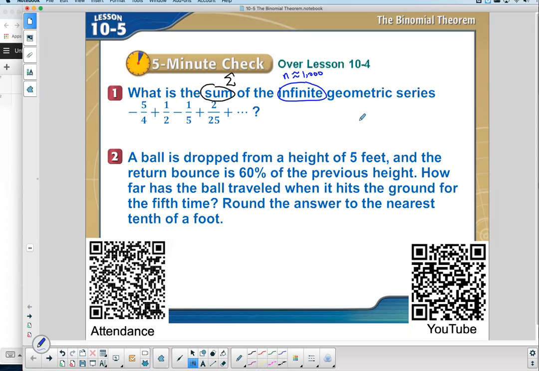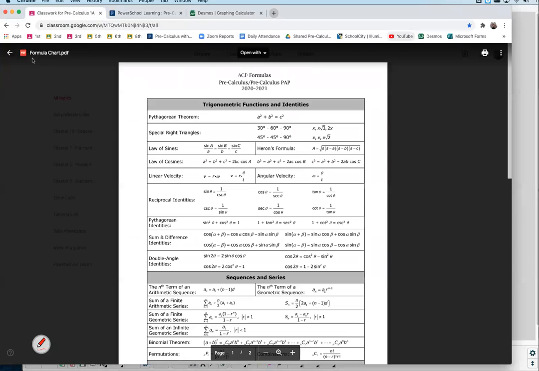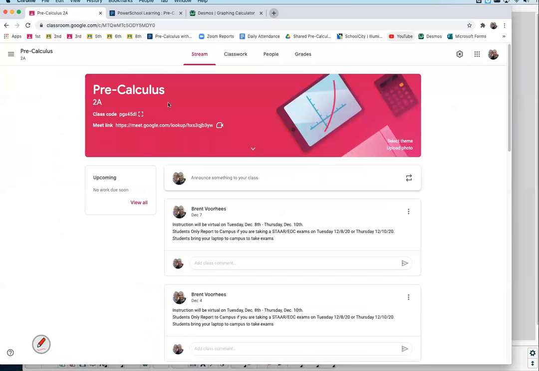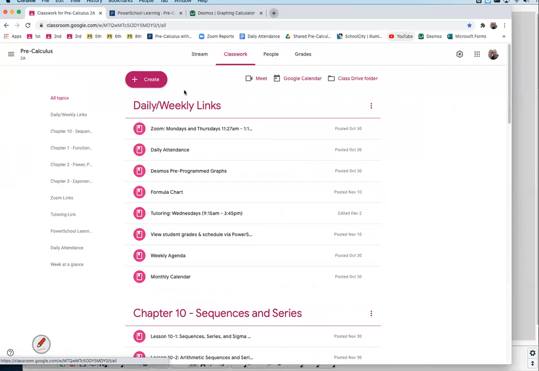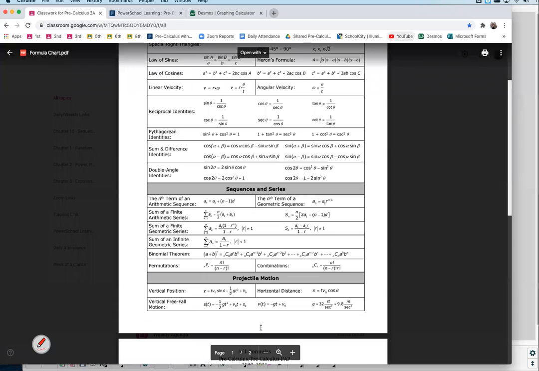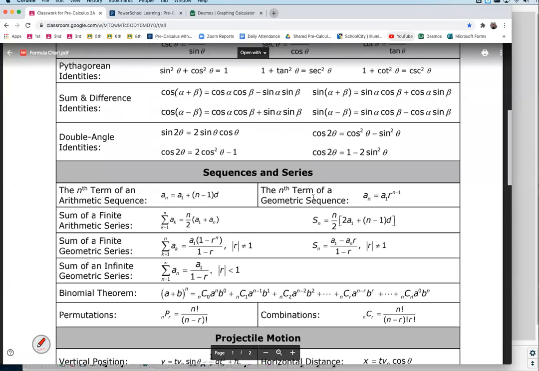And then here's the next keyword, geometric. Here's what I would do if I saw geometric: I would immediately go over to the formula chart and look up geometric. So this is second period. I would go to my classwork, and on the daily, weekly links, there's the formula chart. You can click there, and you can zoom in and see the geometric one right here.